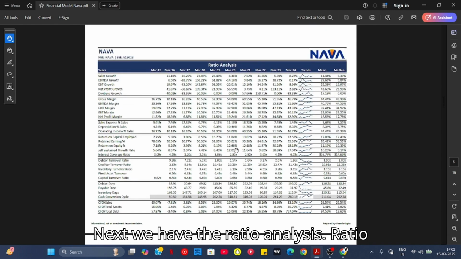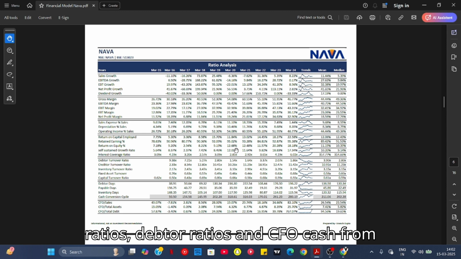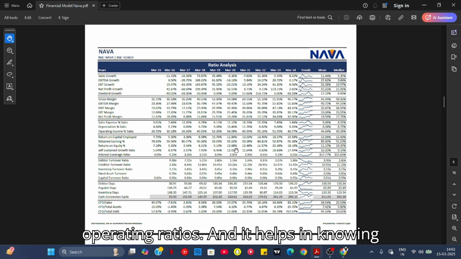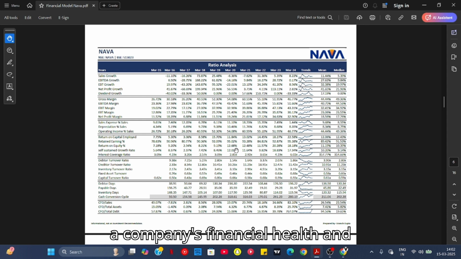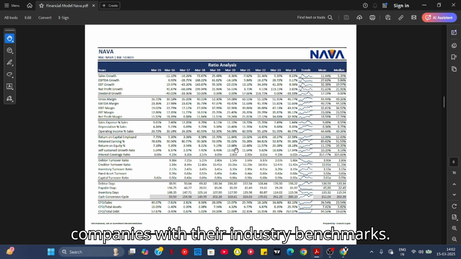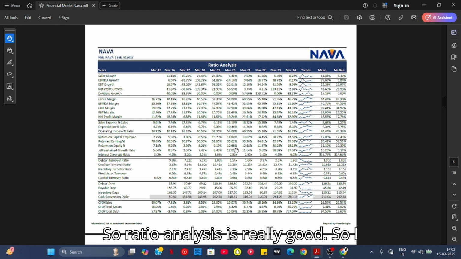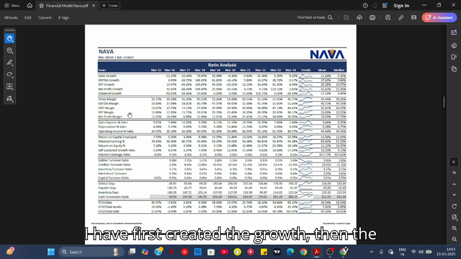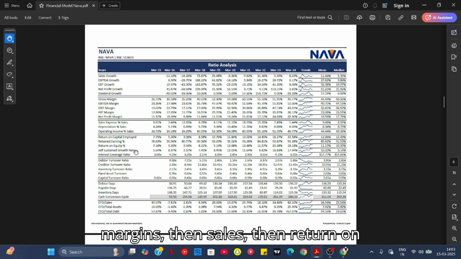Next, we have the ratio analysis. Ratio analysis is very important. Here we calculate profitability ratios, liquidity ratios, efficiency ratios, turnover ratios, debtor ratios, and CFO, cash from operating, ratios. It helps in knowing a company's financial health and stability. It is also used by investors, creditors, and the management team to compare companies with their industry benchmarks. So I made a whole ratio analysis sheet in which I first created the growth, then the margins, then sales, then return on equity, return on earnings and everything, turnover ratios, debtors ratios, days cycle, cash conversion cycle, and all the cash from operating ratios, important points.